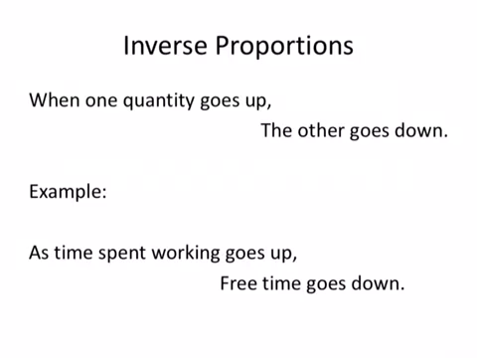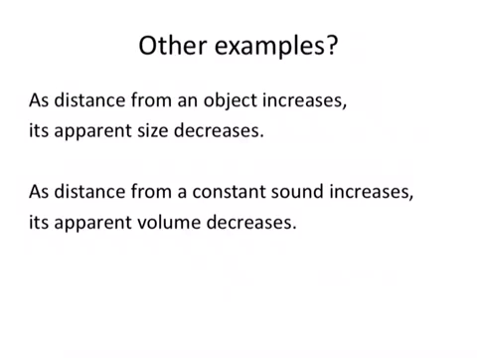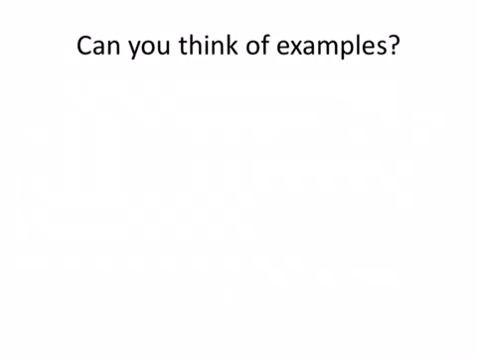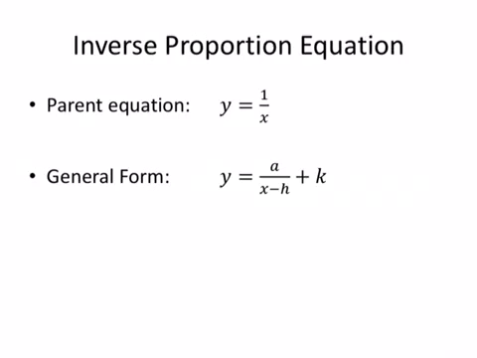Now, when two things are inverse, it means when one quantity goes up, the other one goes down. For example, as the time spent working goes up, the free time goes down. There are other examples, of course. As distance from an object increases, its apparent size decreases. As distance from a constant sound increases, its apparent volume decreases. So when one goes up, the other goes down. There are many other examples that I'm sure you'll be able to find if you think about it.